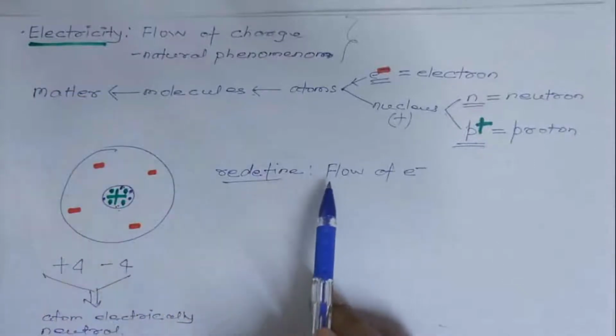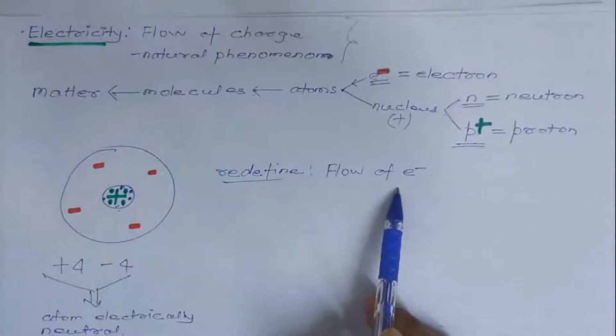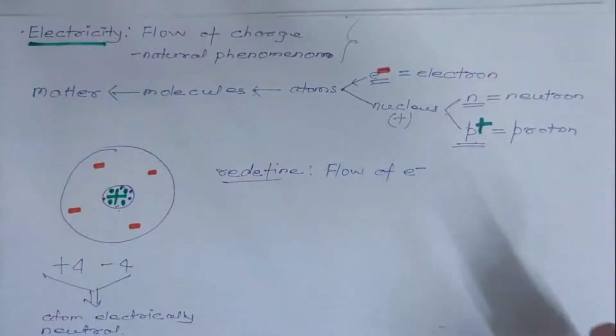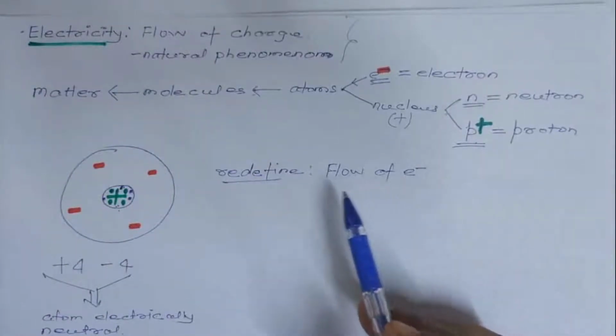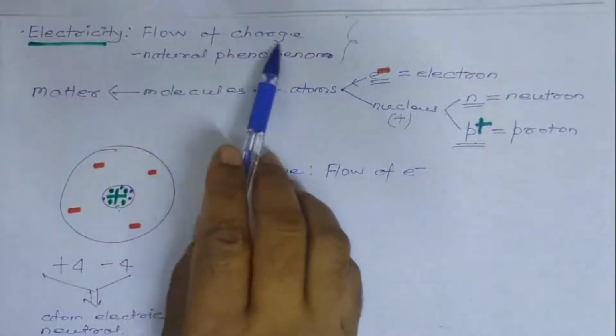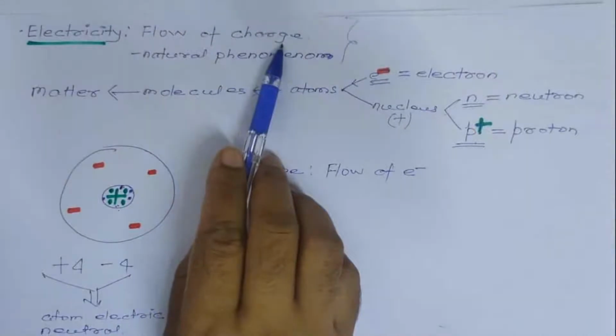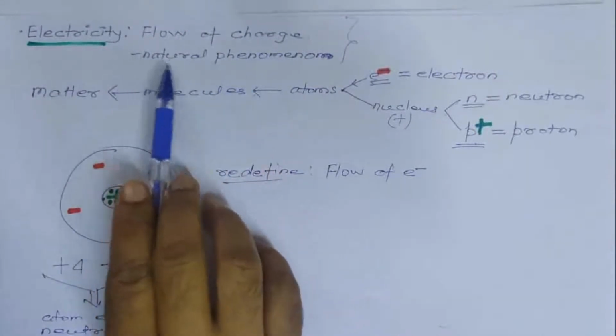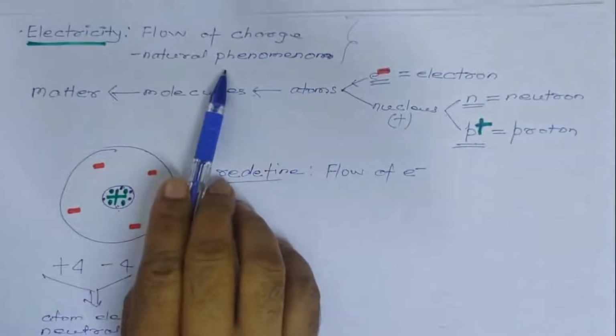So we are pretty much clear about electricity. What is electricity? It is a flow, a stream of electrons, you can say. It is caused due to flow of electrons. Earlier the definition was flow of charge. Let me make it clear to you why it was so. Because we know it's a natural phenomenon. It is not something which has been invented by human beings.